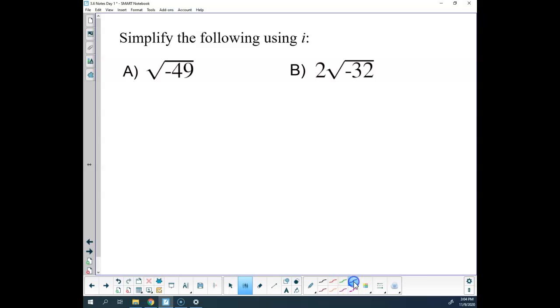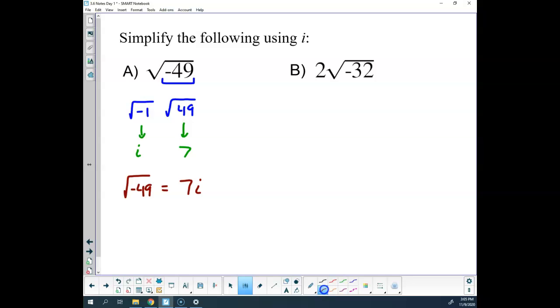Okay? So what I would do here is break this out, because we know we can't have a negative value inside of our radical. So I would break this out into the square root of -1 times the square root of 49. Now, the square root of -1, that's going to be i. The square root of 49, that's going to be 7. So the simplified answer to the square root of -49 is going to be 7i.